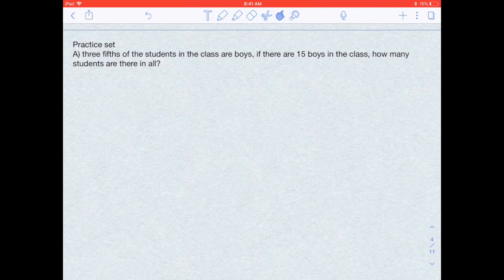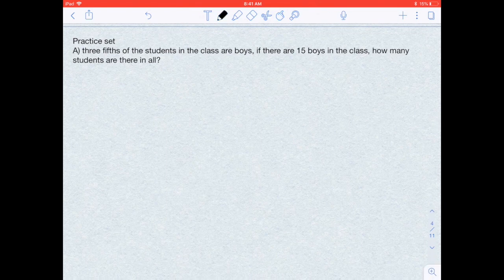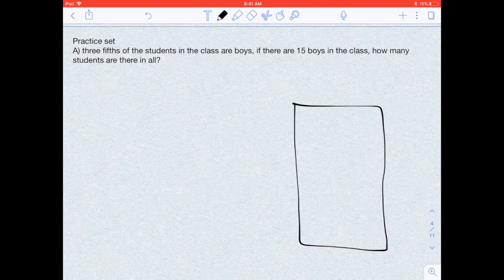Practice set. All right, our first problem says 3/5 of the students in the class were boys. If there are 15 boys in the class, how many students are there in all? So first thing I'm going to want to do is draw a diagram box. And it says 3/5 were boys. So I know I'm going to divide this into fifths.